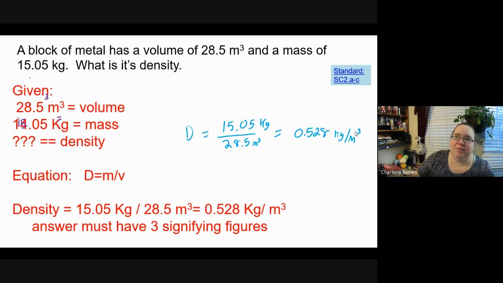General rule of thumb, keep the same number of numbers you start with. This is general, so we're not stressing too much about significant figures, but general rule of thumb, keep the same number of numbers you started with. So I started with 3 numbers. I'm going to keep 3 numbers.